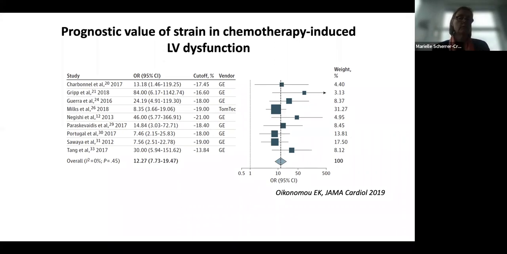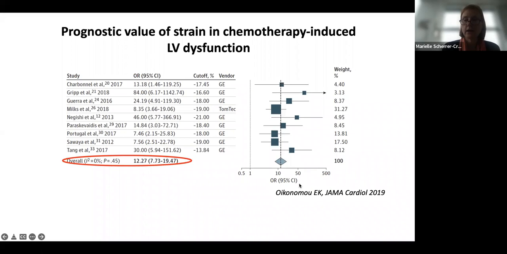And so many teams have done this and confirmed that measuring in particular global longitudinal strain early in the course of chemotherapy. So we had done it at 3 months at the end of the anthracycline treatment in breast cancer, women with breast cancer. And we were able to predict the later decreases in LVEF. And so a series of teams have done that.